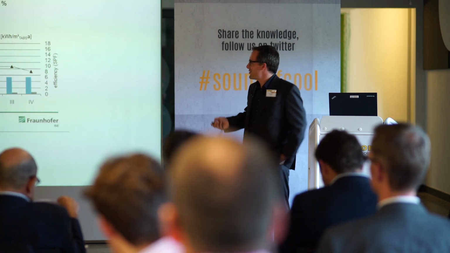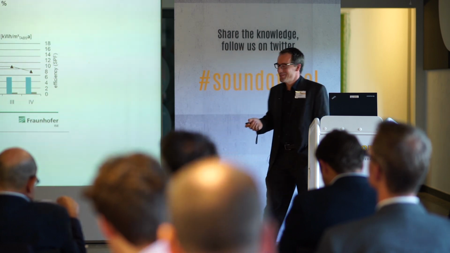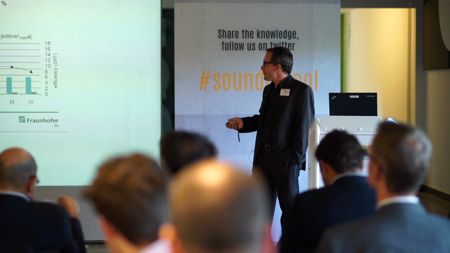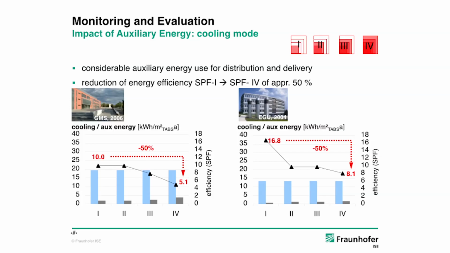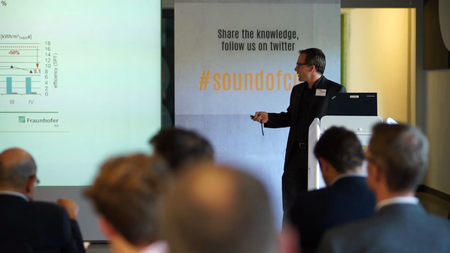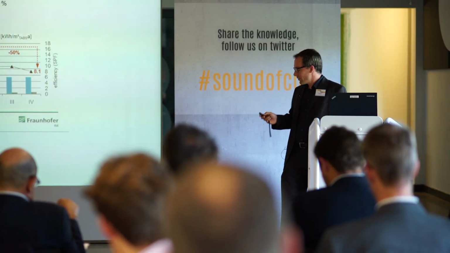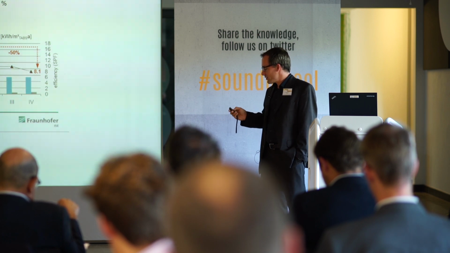But having just 2 minutes left, I'm trying to wrap it up a little bit faster. The same evaluation we did for cooling. Same story: we see a decrease from boundary 1 to boundary 4, basically because more and more pumps or auxiliary energy has to be taken into account. So it's typically a question of hydraulics and how they are designed, that we lose efficiency from the source to the rooms.